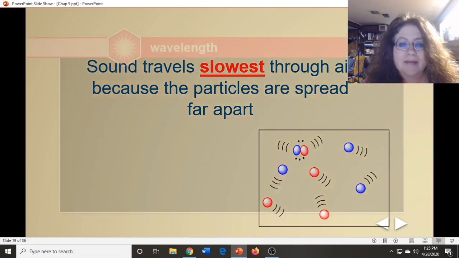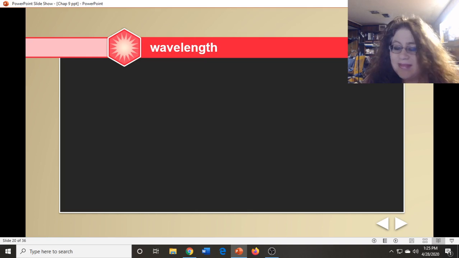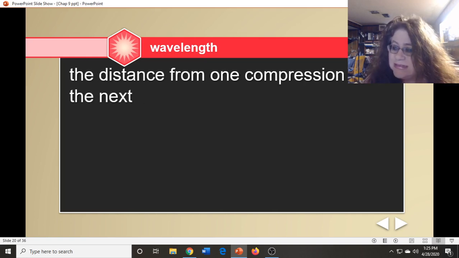The first one we're going to write is wavelength. That is the purple box next to wave. Okay. You're going to write in wavelength, the distance from one compression to the next.